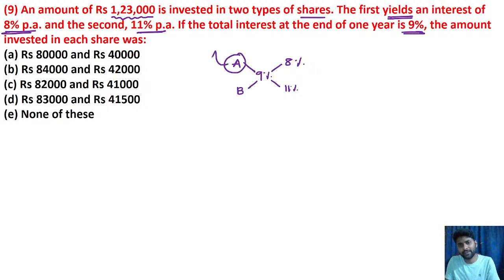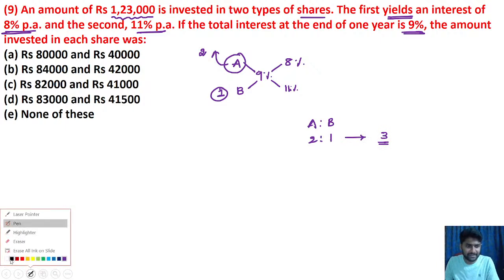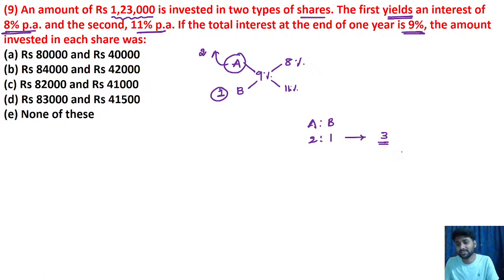Now, the value of A is exactly equal to higher value minus lower value. It is exactly equal to 2 units. Value of B is exactly equal to 1 unit. Means the respective ratio of investment: if A invested 2 units, B invested 1 unit. Now, the total investment is 3 units, A invested 2 units, and B invested 1 unit.